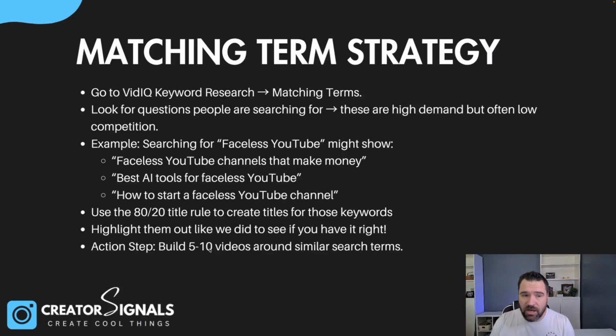Now, if you want to take things up another level, another cool thing that you can do with those matching terms is you can actually use these and look for the questions that people are searching for. And these are usually those high demand keywords, but lower competition, right? Some of that longer tail stuff. If I gave you an example of that, if I type into vidIQ something like faceless YouTube, a standard keyword, it might give me some related keywords like faceless YouTube channels that make money, or best AI tools for faceless YouTube, or how to start a faceless YouTube channel.